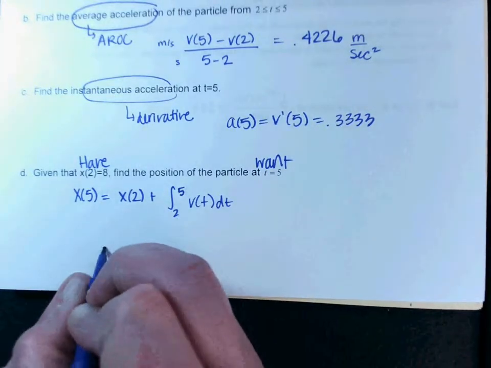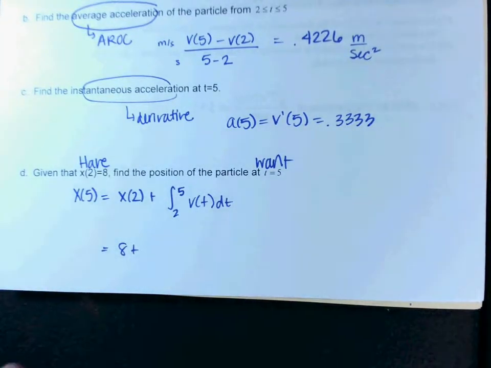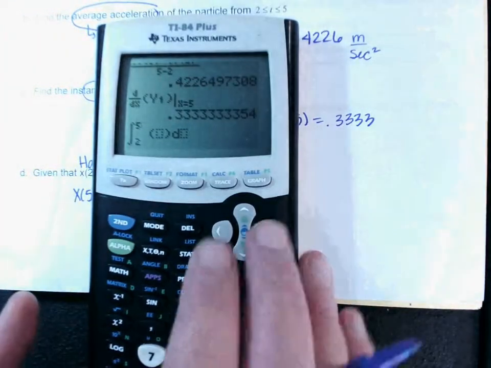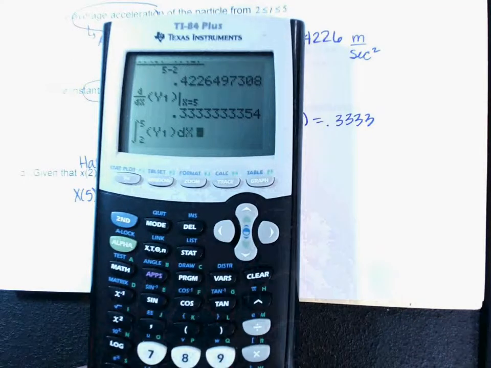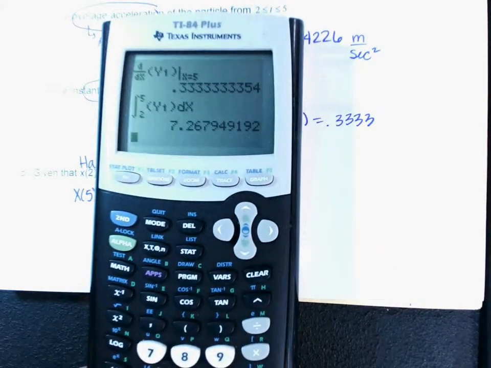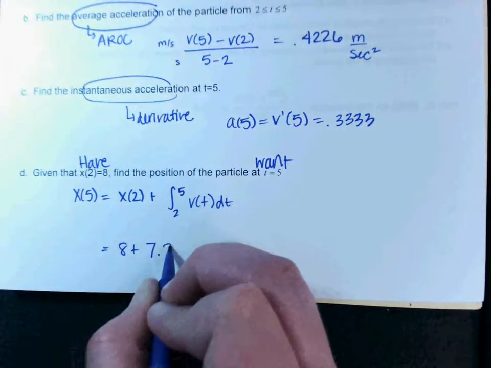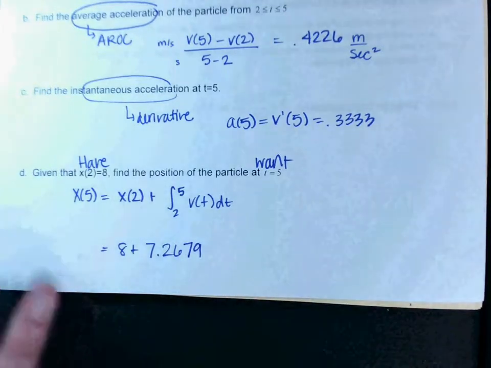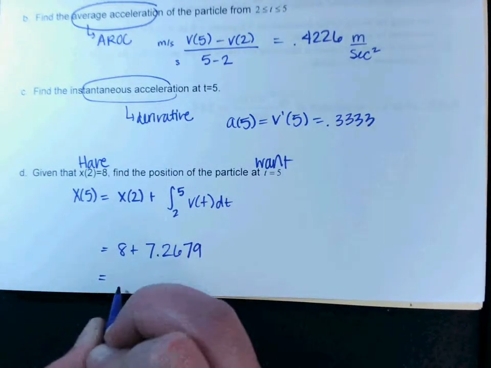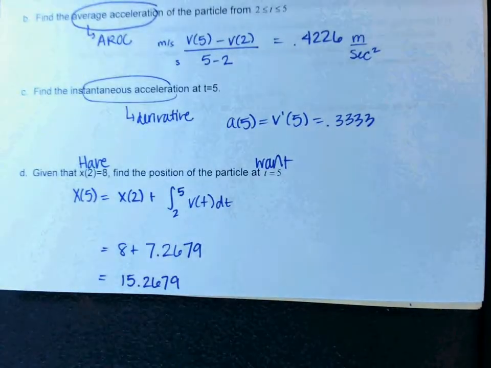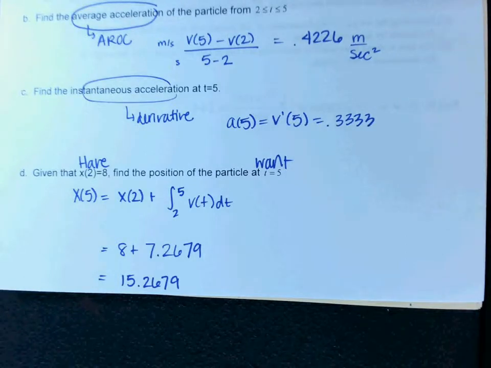So x of 2 we already know is 8 plus, and then that integral, remember, you wouldn't do it by hand, you do it in your calculator. So 2 to 5, alpha trace y1, and then dx. So 7.2679. Now I forgot to add 8 to that, so I'm going to do that next. So my total is 15.2679. Make sense? Remember all that? All the calculator stuff? Okay, so go ahead and turn to the next one.